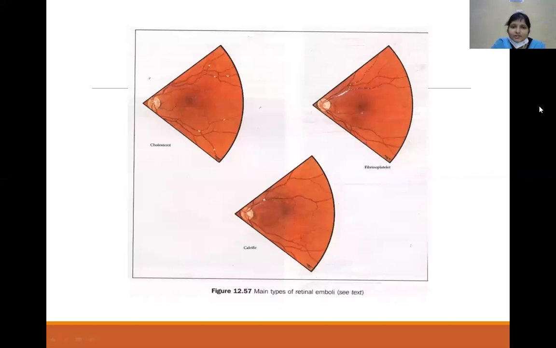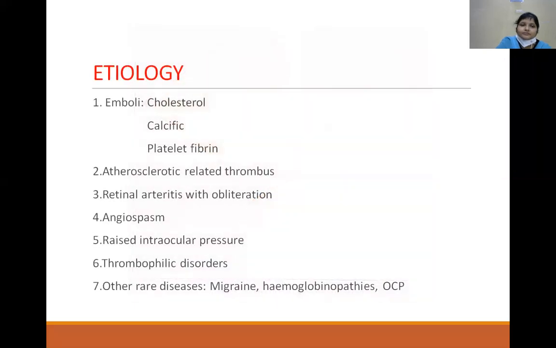Cholesterol emboli, as you can see here, are orange in color and refractile, and they are seen at the bifurcation of the retinal vessels. Calcific emboli are white in color, and their origin is from the cardiac valves. Similarly, fibrinoplatelet emboli are dull white in color, and these also arise from the cardiac valves. The more common cause of retinal artery occlusion is emboli. Later, we have atherosclerosis-related thrombus. Next, another cause is retinal arteritis with obliteration.